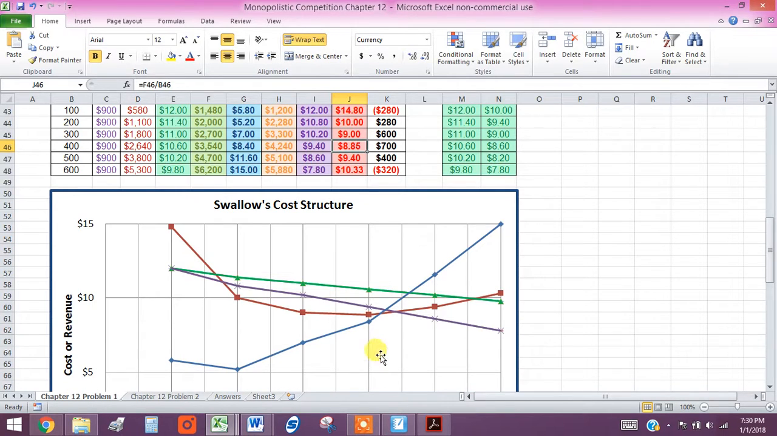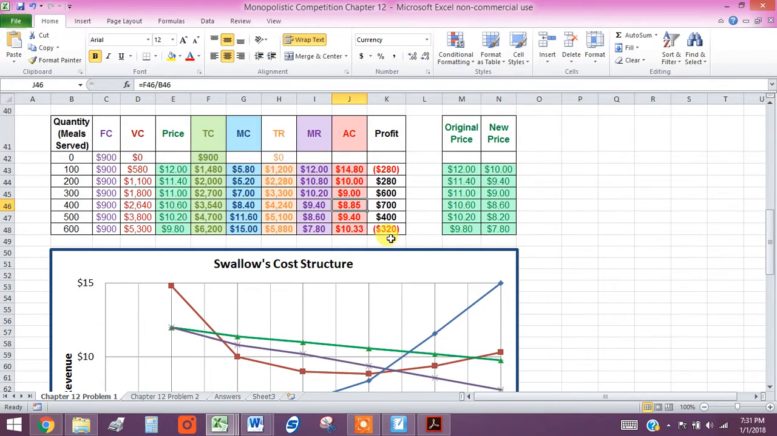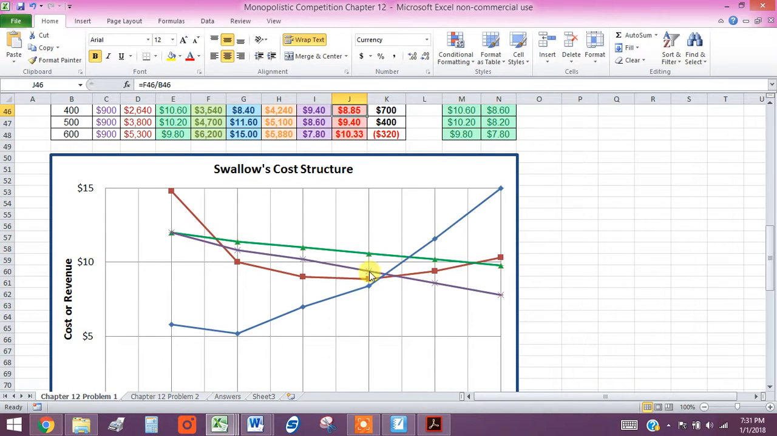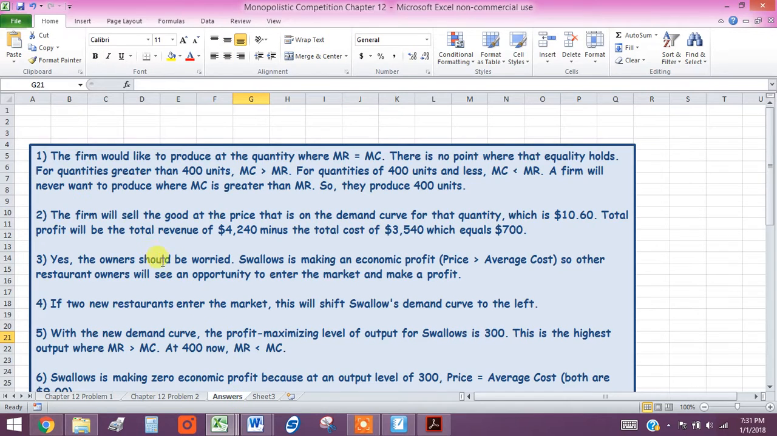So they're earning a substantial economic profit here. This 700 is economic profit. So that means that there is room in the market for more restaurants in the area to open up. So yes, they should be concerned about that. Let's just jump over here to the answer so you can see it in writing.